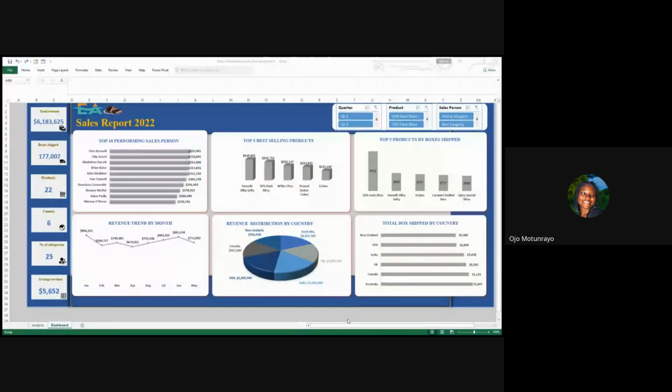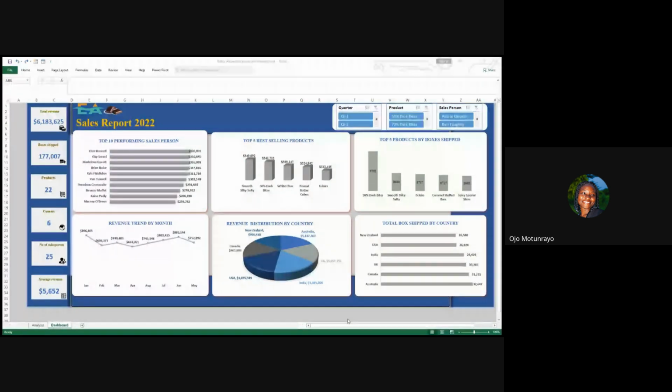The revenue distribution by country charts, this is also a 3D chart. Yes, love shadows. Kiki said she loves shadows. See, the shadow makes your work come out well.